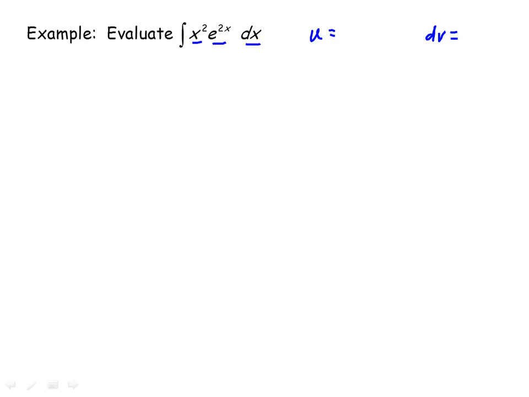What do you want to let dv be? Same discussion that we had earlier. If you let dv be x squared, the antiderivative of that's going to be 1/3 x cubed. That's horrible. That's just absolutely horrible. Whereas if we let dv be e to the 2x, what is the antiderivative of e to the u?